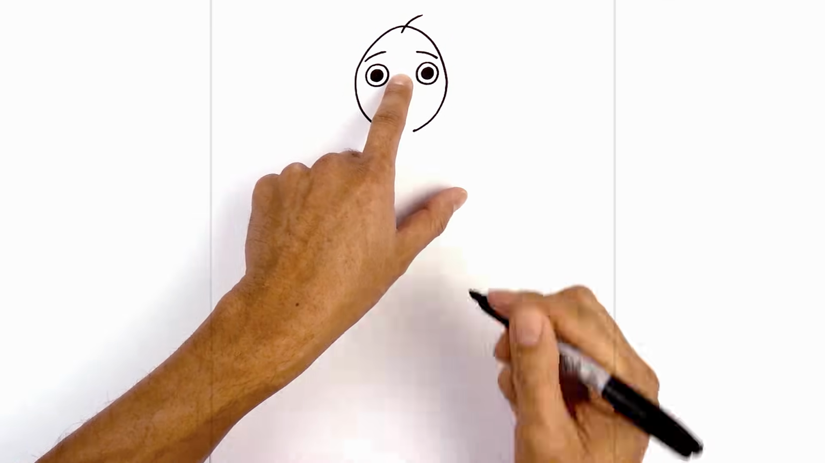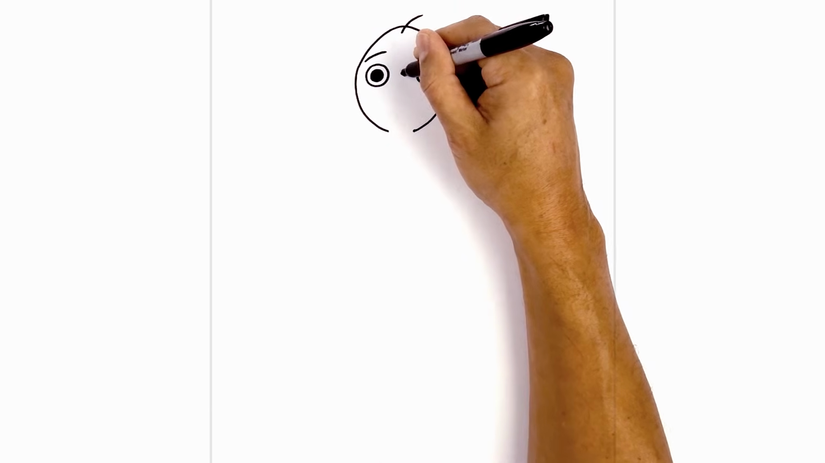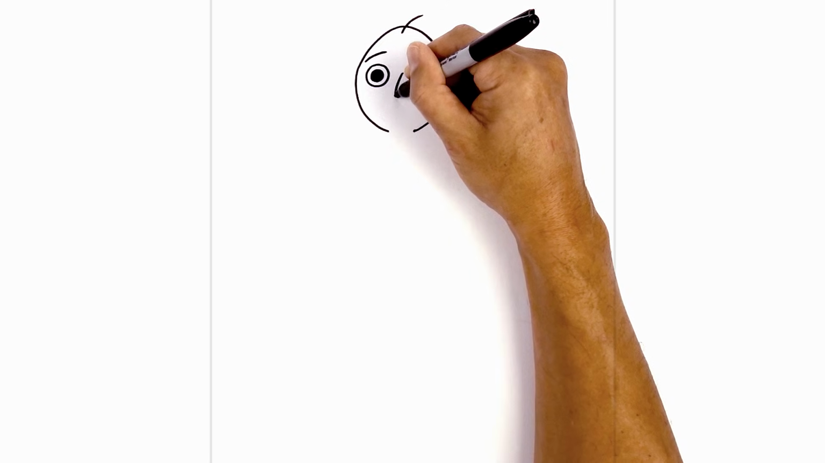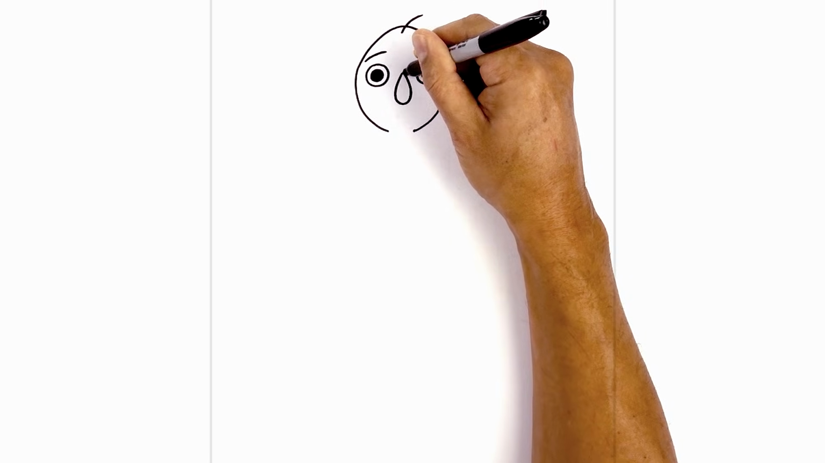In between the eyes, I'm going to start with a point. We're going to draw the nose. So from here, almost like a raindrop, I'm going to curve down and out towards the left, round out the bottom of the nose, and then pull that back up towards that center point.